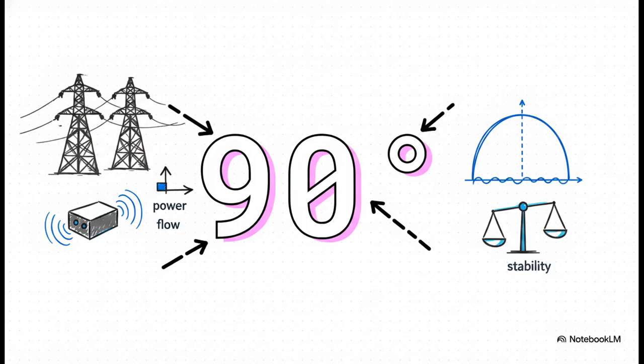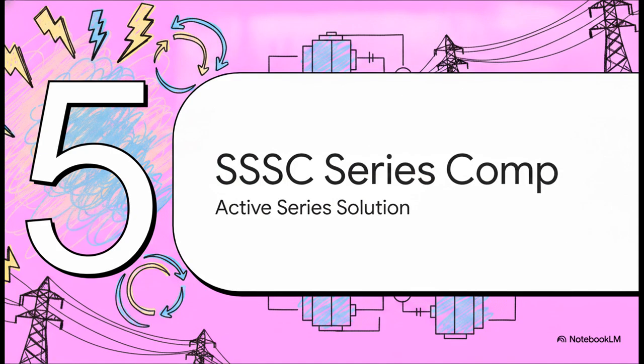But 90 degrees remains the absolute optimal power angle benchmark where maximum theoretical power transfer fundamentally aligns with this active shunt controller in our standard derivations. It really is the critical tipping point for grid stability. Next up, Section 5, series compensation with the SSSC, which is our active series solution.